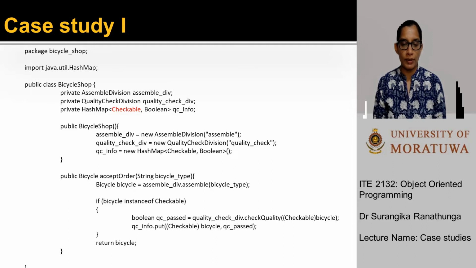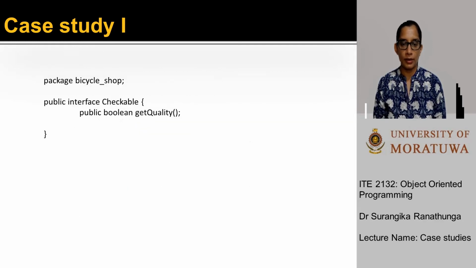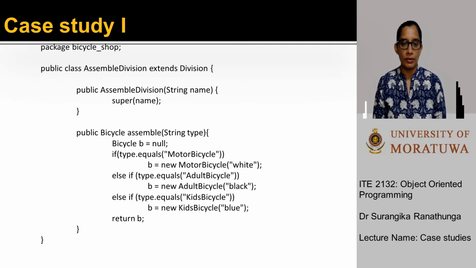Now look at what happens in the accept order process. Accept order means the bicycle shop takes an order from a user. For simplicity, we just specify the type of the bicycle as a string variable. So what does it do? It will take this string bicycle type variable and pass it to the assemble method of the assemble division class as a parameter. So if we go back, this assemble division assemble method will create a bicycle and return it.